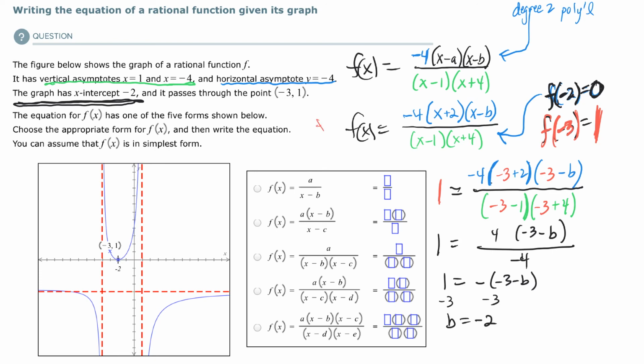I'm going to go back and call this triple star. Go back to triple star and we're going to substitute our f of x. f of x is equal to negative 4 times x plus 2, and then we also have another x plus 2, over x minus 1 and x plus 4. That is the model of all the pieces of the puzzle. Let's circle the model.